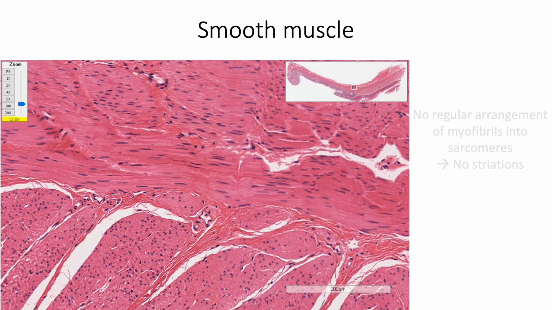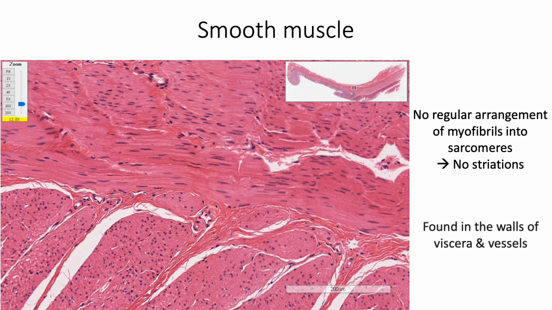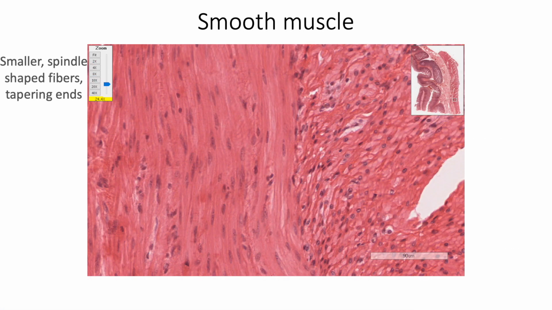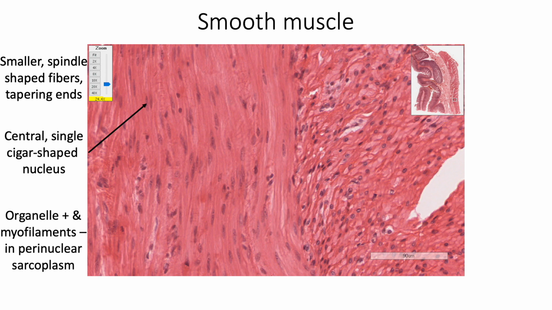Smooth muscle has no regular arrangement of myofibrils into sarcomeres. Therefore, it does not show striations. It's found in the wall of viscera as well as in the wall of blood vessels. Smooth muscle fibers are smaller spindle-shaped fibers with tapering ends. They have a central single cigar-shaped nucleus. In the perinuclear cytoplasm or sarcoplasm, we find abundant organelles, and myofilaments are usually missing in that region.